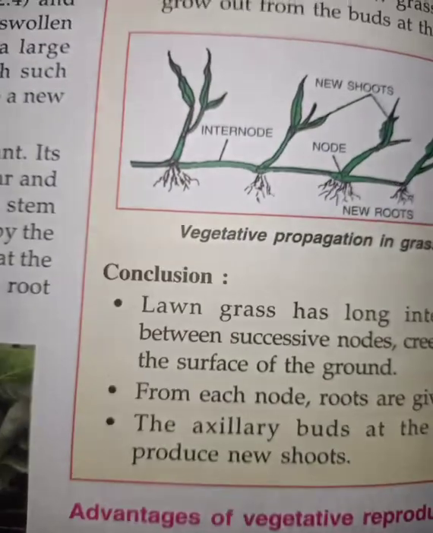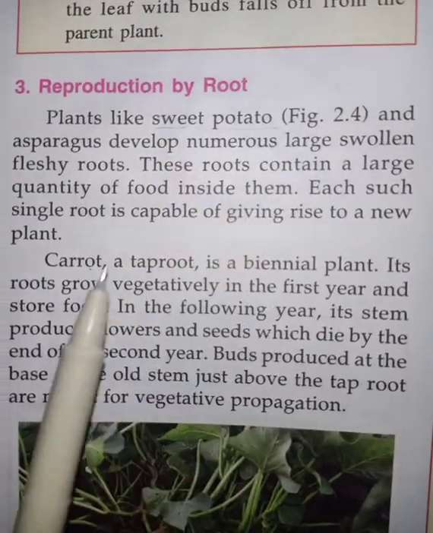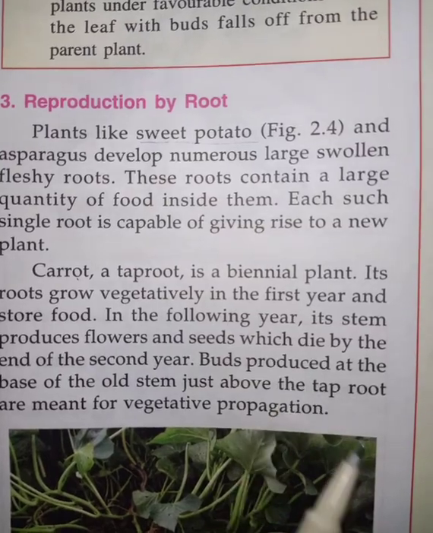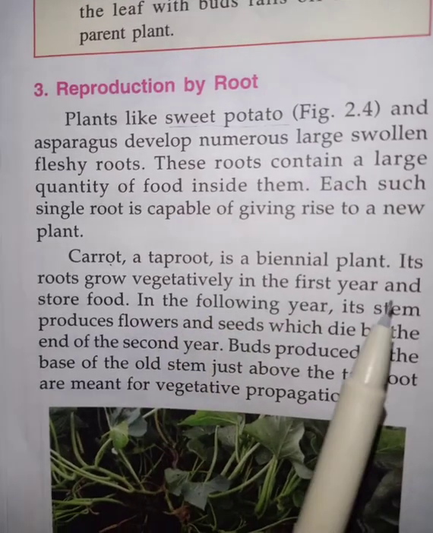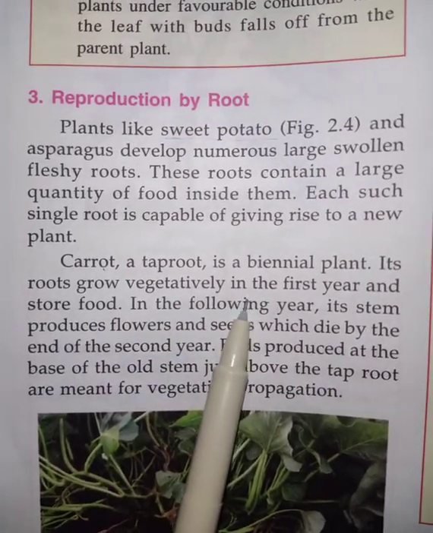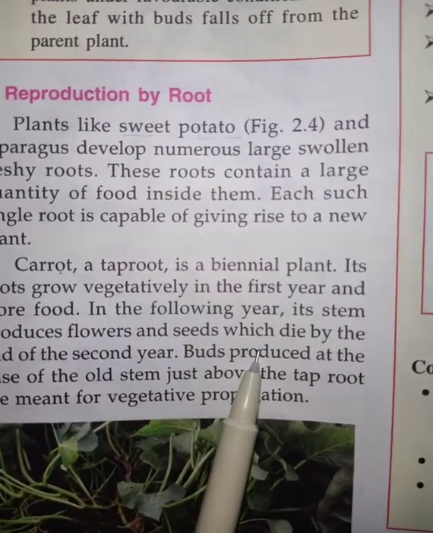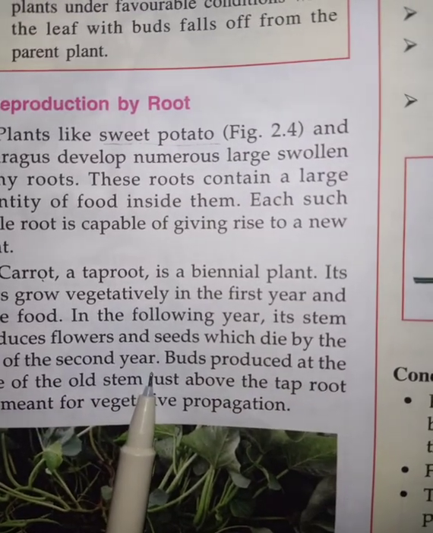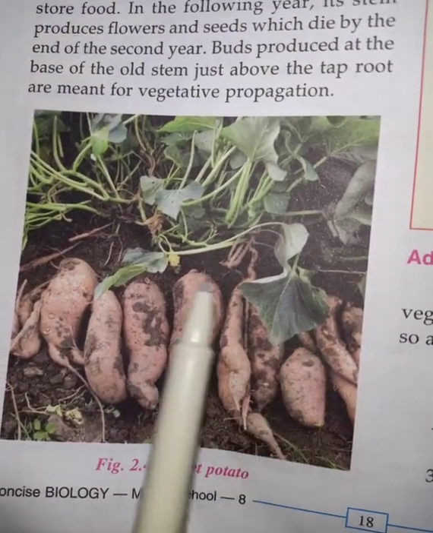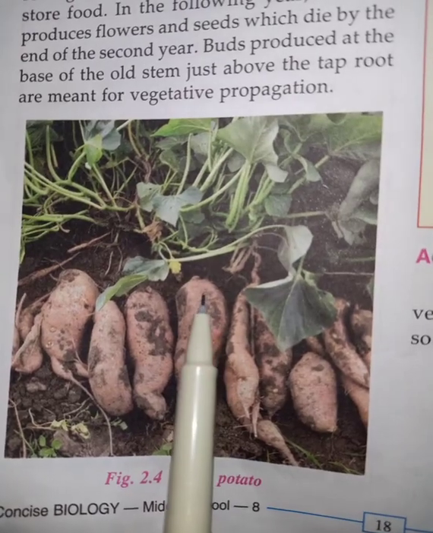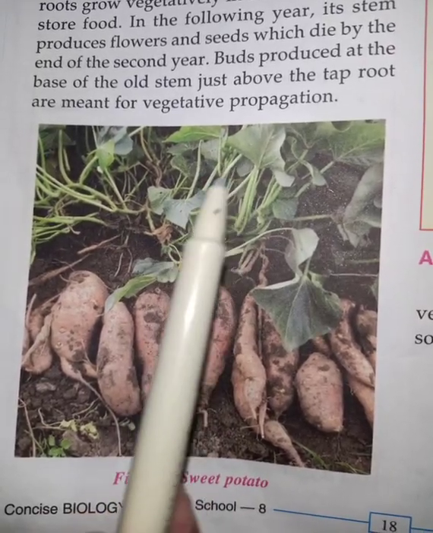Now coming to propagation by roots. In propagation by roots, plants like sweet potato and carrot grow. They are called biennial because in the first year the root grows vegetatively and stores food, and in the coming year the stem produces flower and seed, and the plant dies by the end of the second year. So this is reproduction by roots. When we keep the sweet potato, it stores the food, and then after that there is a rise of leaf in that.